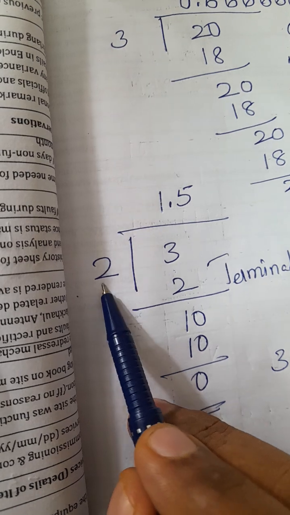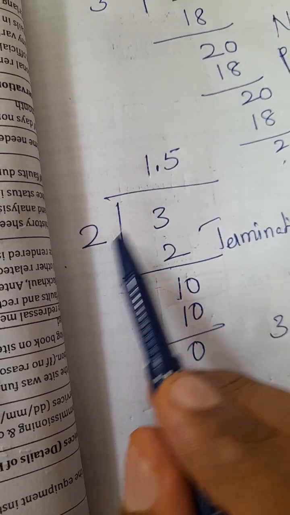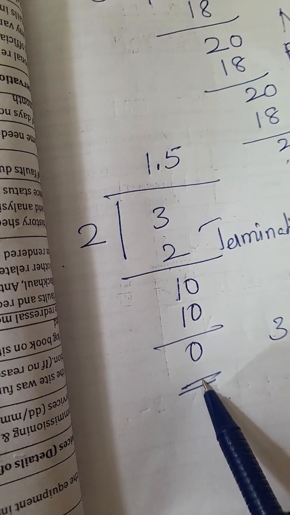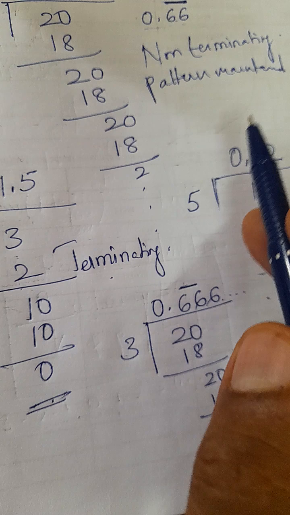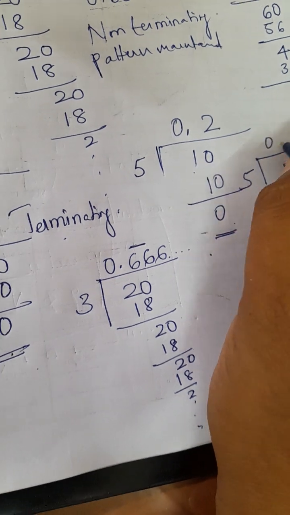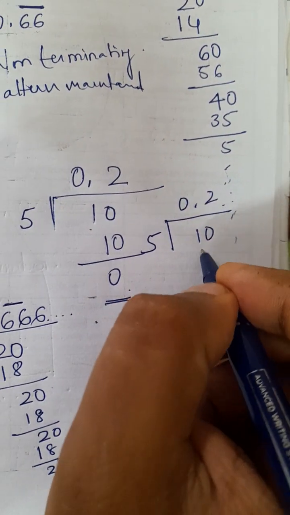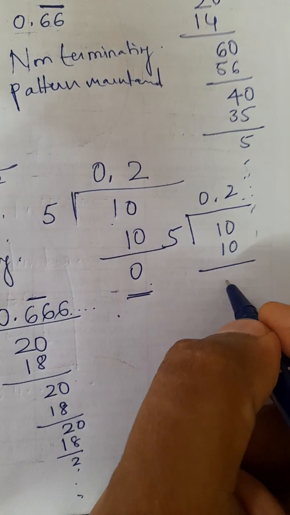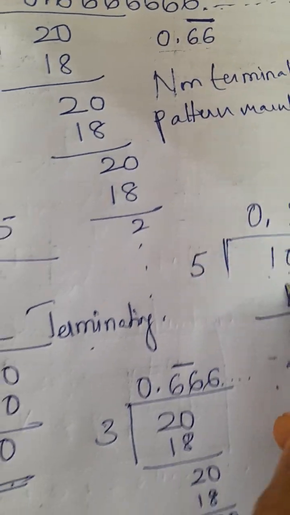Now let me take 3 by 2. 2 1s are 2, 1 remainder. I put a point and a 0, 2 5s are 10. So this has ended. This is terminating. If I take 1 by 5, I put a 0 and a dot, 0, 5 2s are 10. So it has terminated. So these have terminated.